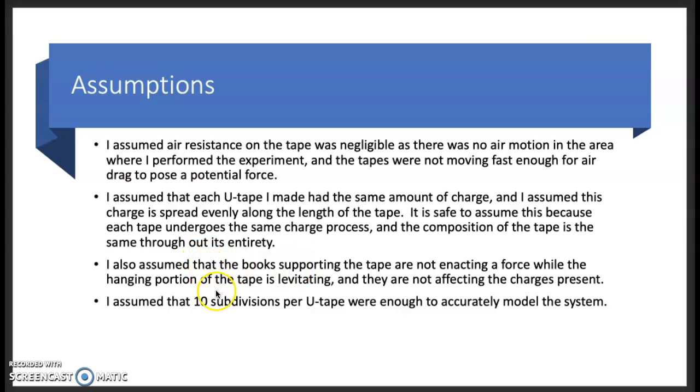I also assumed that the books supporting the tape are not enacting a force while the hanging portion of the tape is levitating and they are not affecting the charges present. I also assumed that 10 subdivisions per U-tape are enough to accurately model the system.